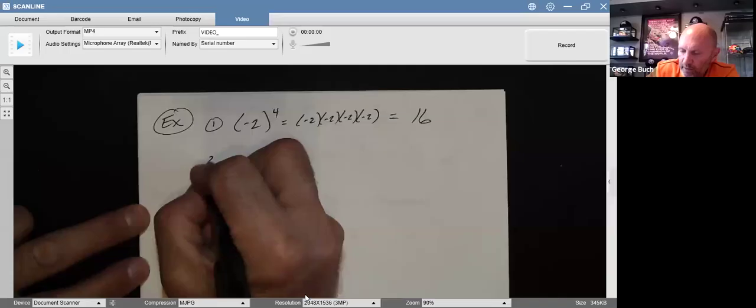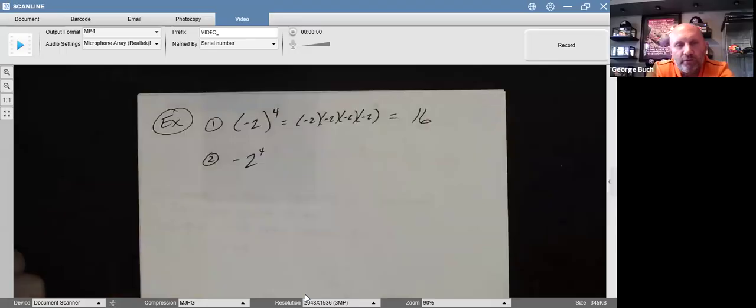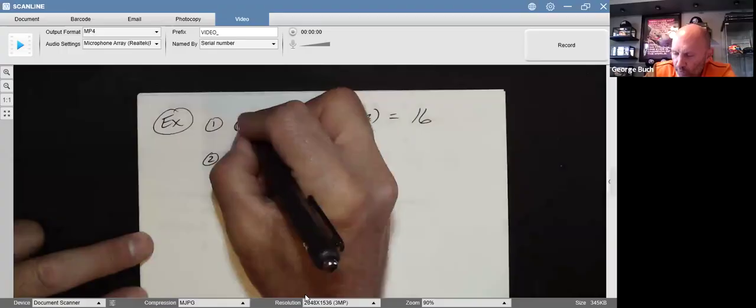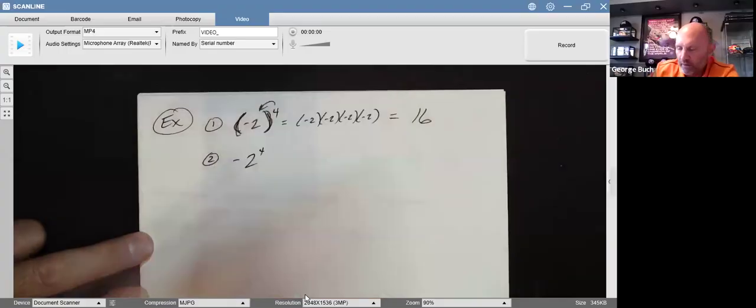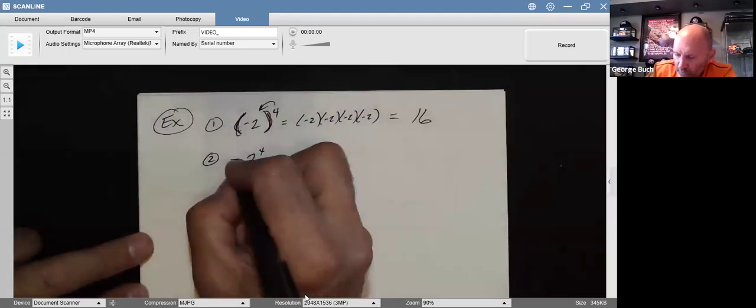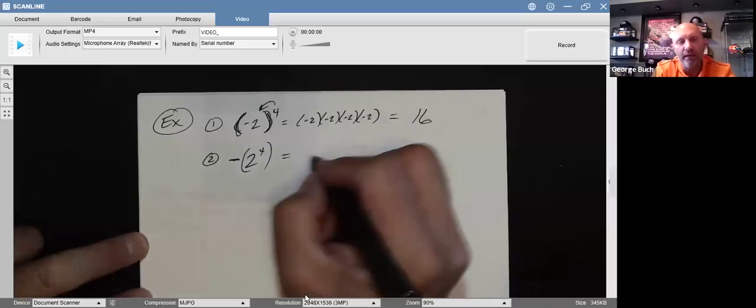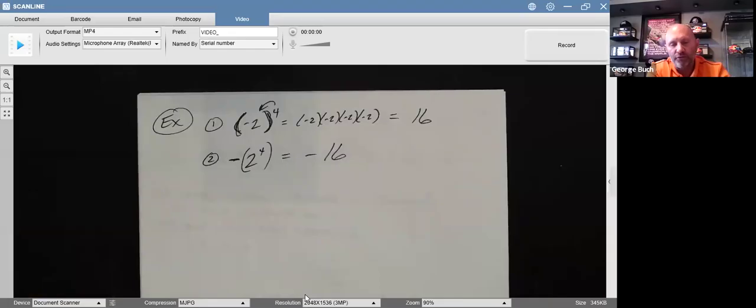What if I have negative 2 to the 4th power, without parentheses? It's like, well, George, we just did this. No, we did not, because these are different, right? This one up here has parentheses, meaning this 4 is attached to everything here. But in this case, because there's no parentheses, this minus sign is out in front. So it's really minus 2 to the 4th power. And 2 to the 4th power is 16. So this one actually ends up negative 16 as an answer. Hopefully that makes sense to everybody, the difference in them.